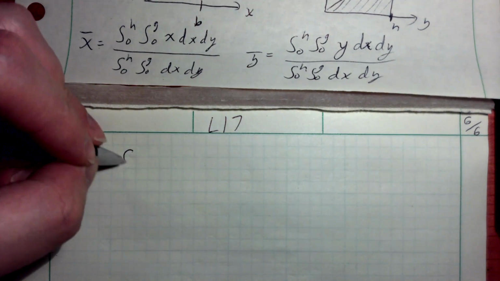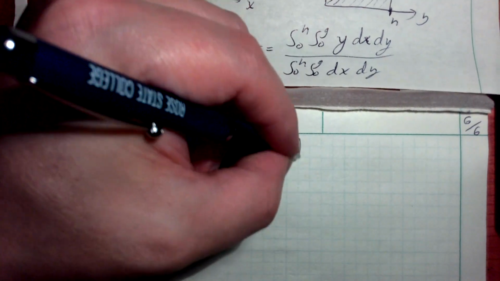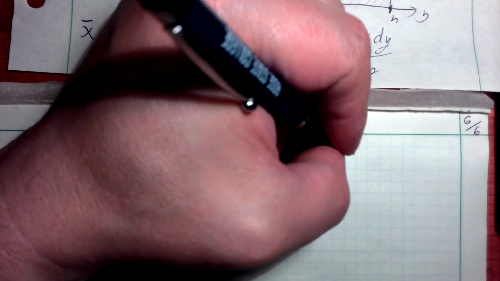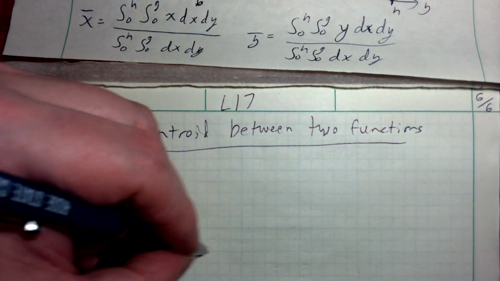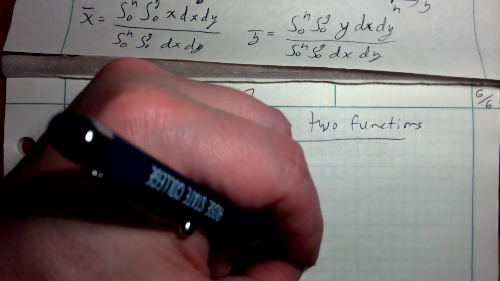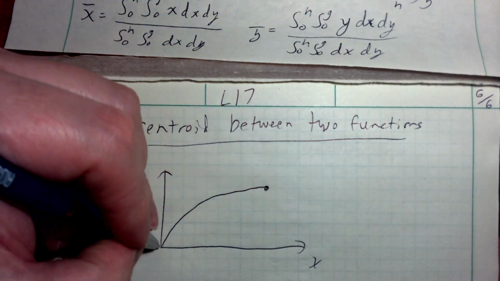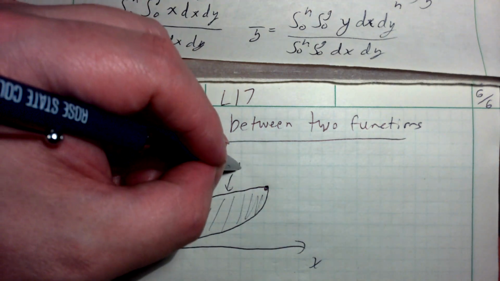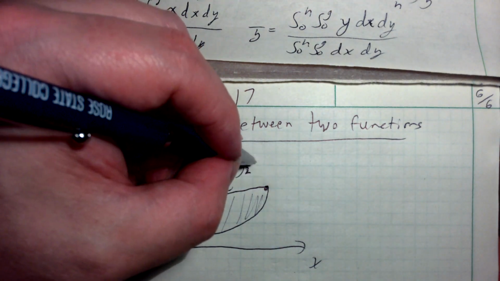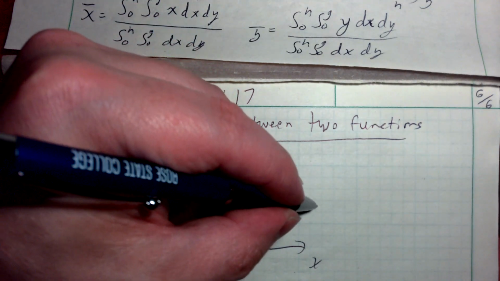Let's say centroid between two functions. All right? So if I want to find the centroid between two functions, y, x, let's say I've got something going out like this on top and maybe like this on bottom, and I need to find the centroid of this shaded area where I've got some y2 on top, that's going to be some function of x, and some y1 on bottom, also some function of x.